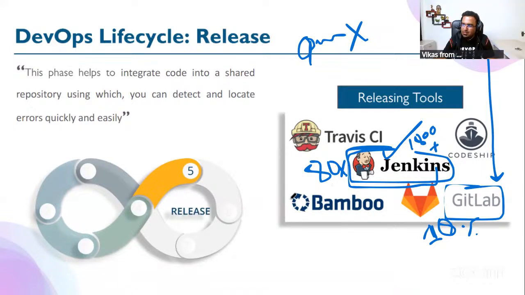Some companies are still using Bamboo, Terraform, CI, Codeship, but Jenkins is the most popular tool available in the market. If someone asks which releasing tool or which CI, CD tool you are using, you can say Jenkins, or if you want to say GitLab, you can say that also. Everyone agree?